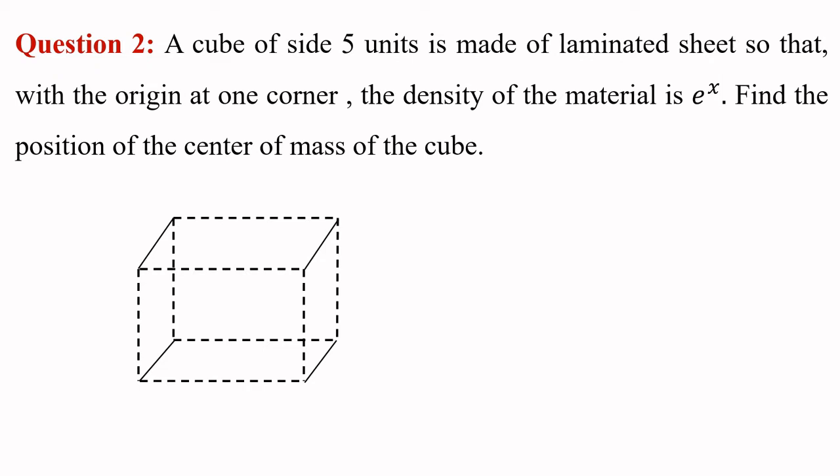It is given in the question that a cube of side 5 units is made of laminated sheet, with the origin at one corner, and the density of the material is e to the power x. So it is clearly mentioned here the density rho is e to the power x. We have to find the position of the center of mass of the cube, so we can fit it here, with one corner at the origin, and we define the x, y, z coordinates.